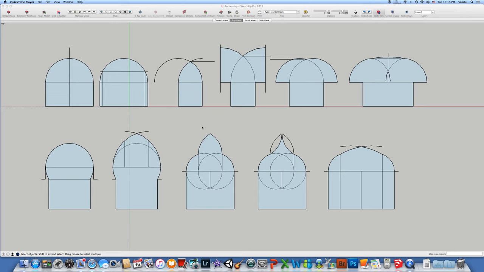Today we'll talk about arches, how the arch is actually at the base of the architecture. There is something magic about it, and there are some tricks and things which are good to know.